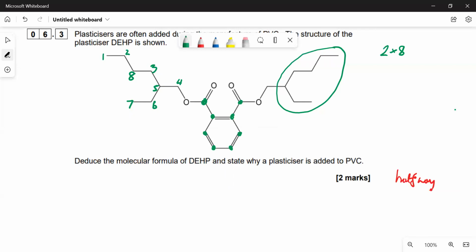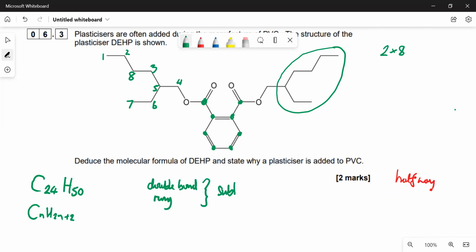Now, rather than work out the number of hydrogens, there's a quick way of doing that. If you only have carbons, hydrogens, and oxygens in the structure, it doesn't work if you've got nitrogen in it, so don't use it then. But what you can do is say, if there were no double bonds and no cyclic things in it at all, it would be CnH2n+2. So that would make it H50. Now every time you have a double bond or a ring, you subtract 2 hydrogens.